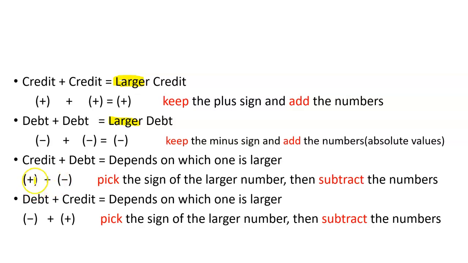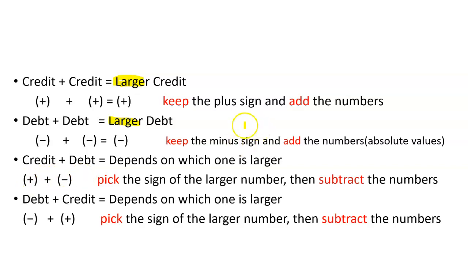But if we switch, and let's say we have $5 credit but only $3 debt, the $5 will be enough to cover the debt. The 5 is bigger than 3, so the answer will be credit. You pick the sign in front of 5, which is plus. And then you still compare how much more credit you have than debt, so you do 5 minus 3.